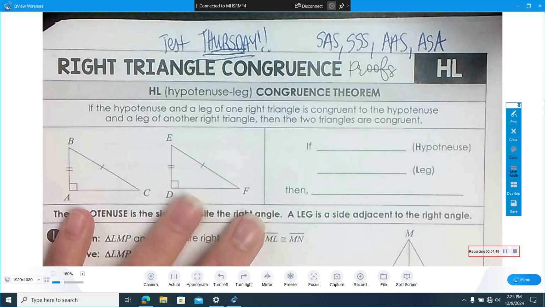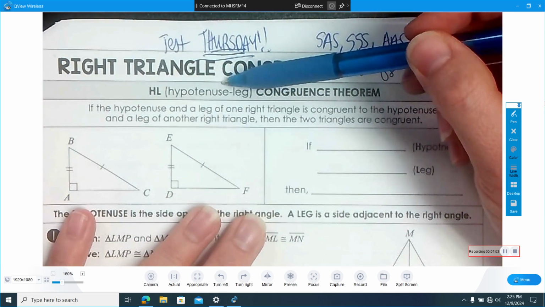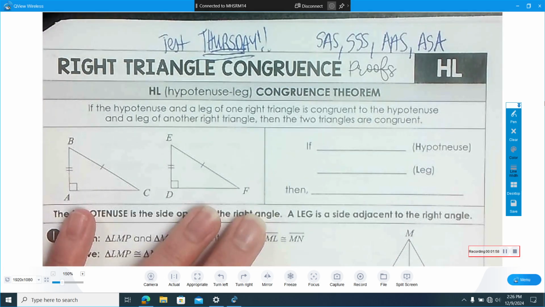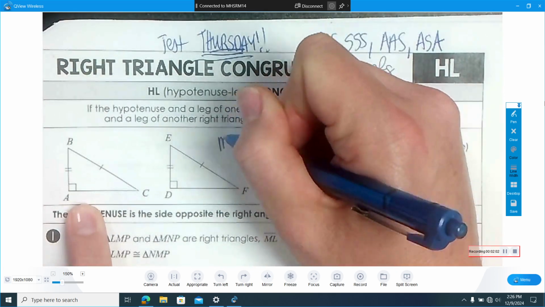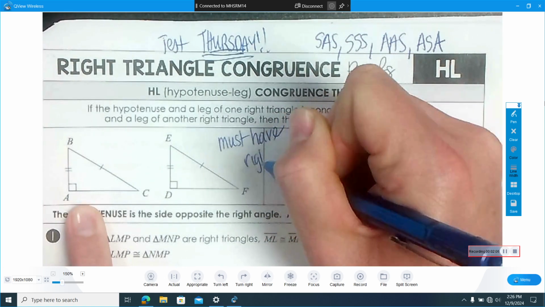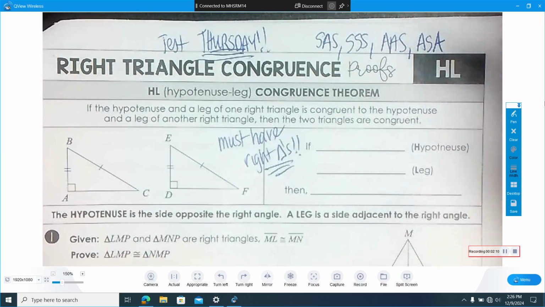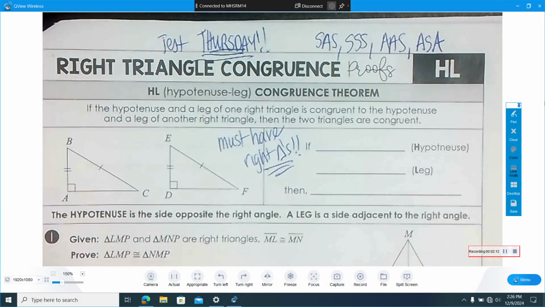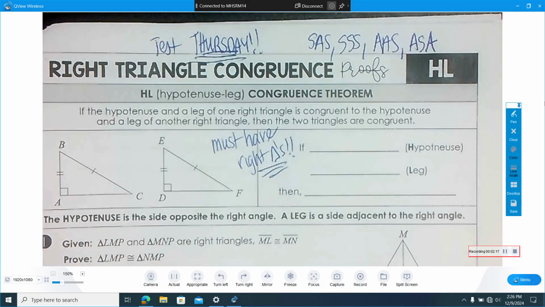Those are the 4 that we learned this previous week, and today we have just HL for the 5th. So HL stands for hypotenuse leg, and in order to have a hypotenuse, what else must you have? A 90-degree angle. They must be right triangles. Very important. The only time you can use hypotenuse leg is if you have right triangles.